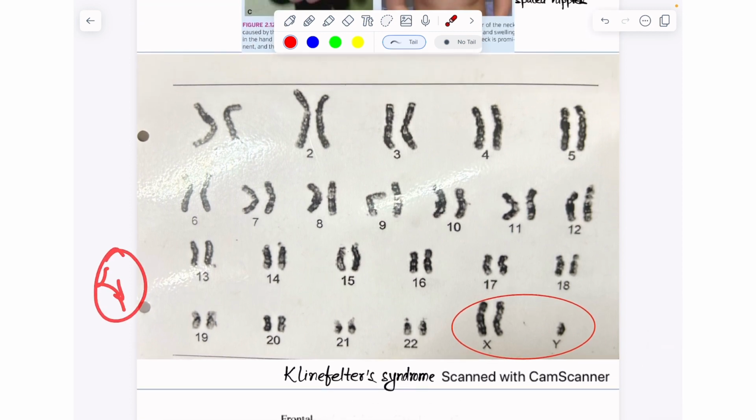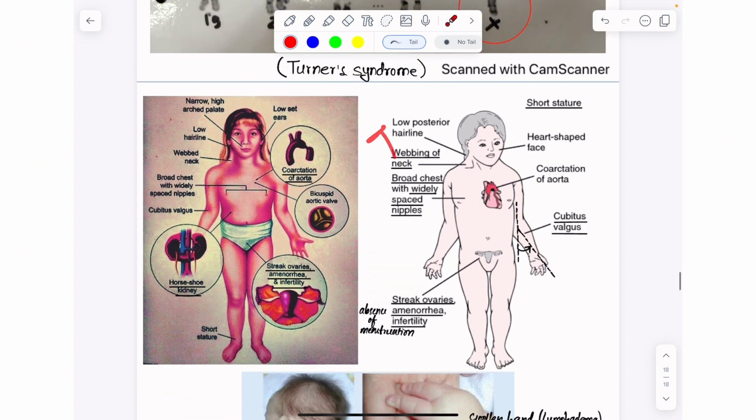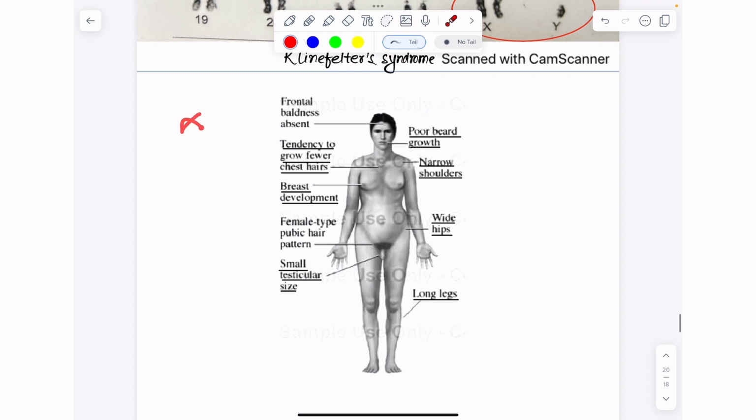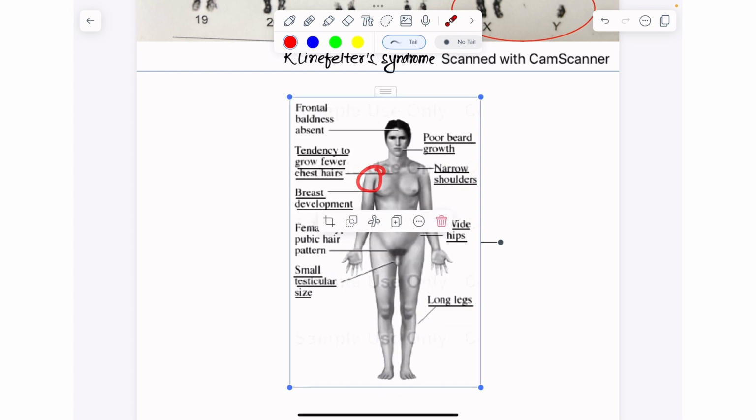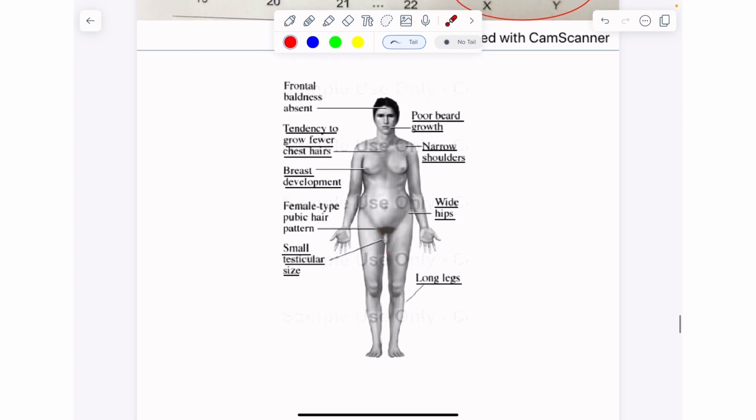Okay, question number 4. So here we have trisomy XXY, and this is called Klinefelter syndrome. Since there is Y chromosome, the person is a male, but due to one extra X chromosome, the male has feminine characteristics. So in Turner syndrome, the lady had a short stature. In Klinefelter syndrome, the man has a tall stature with long limbs. But since the man has one extra X chromosome, he has feminine characters like poor beard development, tendency to grow fewer chest hair, breast development, narrow shoulder, wide hip like in females, female type pubic hair pattern, and small testicle or atrophied testicle.